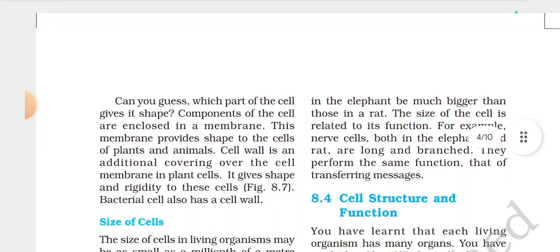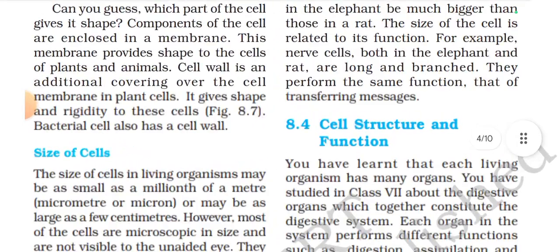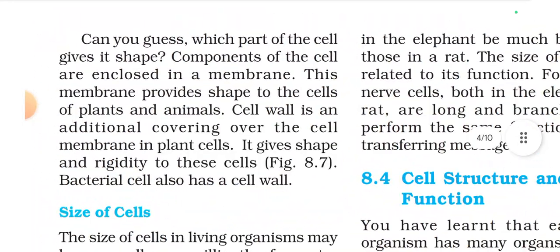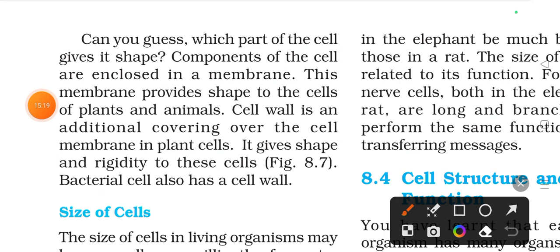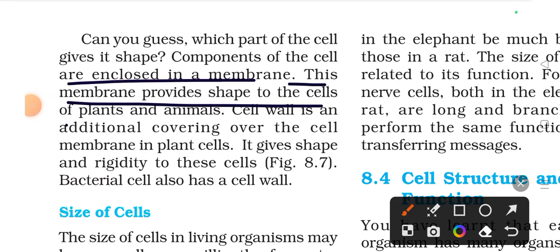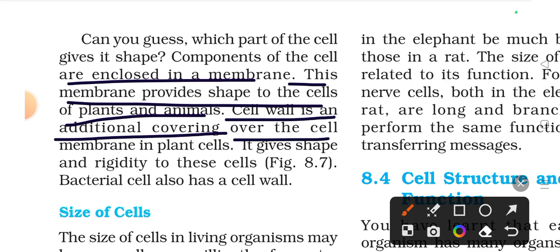So next page. Can you guess which part of the cell gives its shape? Components of the cell are enclosed in a membrane. This membrane provides shape to the cells of plants and animals. Cell wall is an additional covering over the cell membrane in plants. So, cell membrane, cell wall.